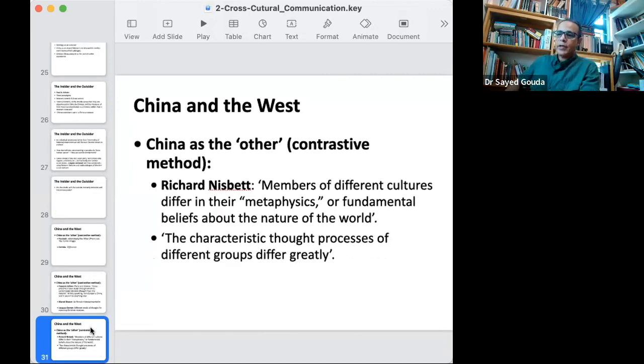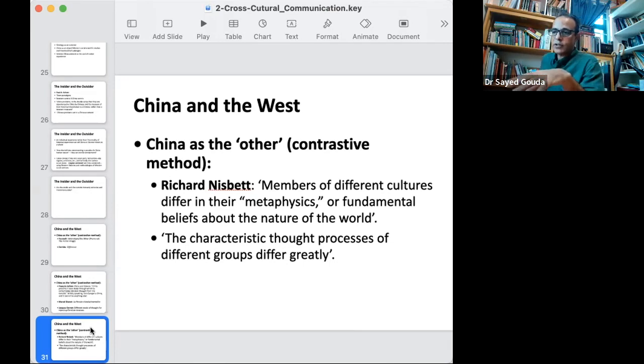So China as the other, when those Western scholars look at China as the other, this is a contrastive method, because they only focus on the differences, on how China is different. They don't try to find a common ground, common characteristics, some similarities between what is Chinese and what is Western. They only focus on the differences. So this is a contrastive method.